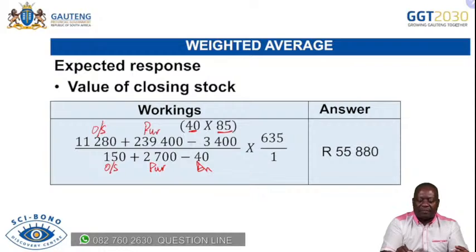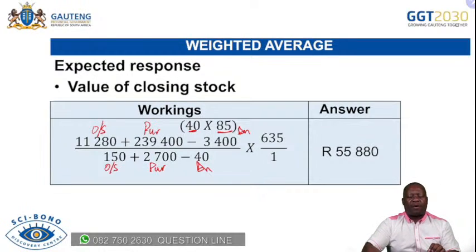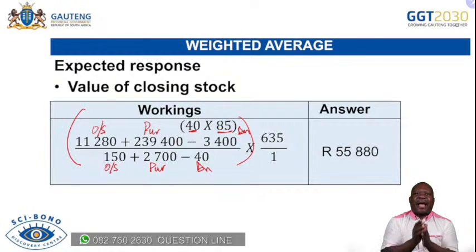So we say 40 times 85, we are going to get this. So this is now the donation value. So please check, on top we have got values, at the bottom the number of units. And then this, when implemented, it gives us the average price per unit.